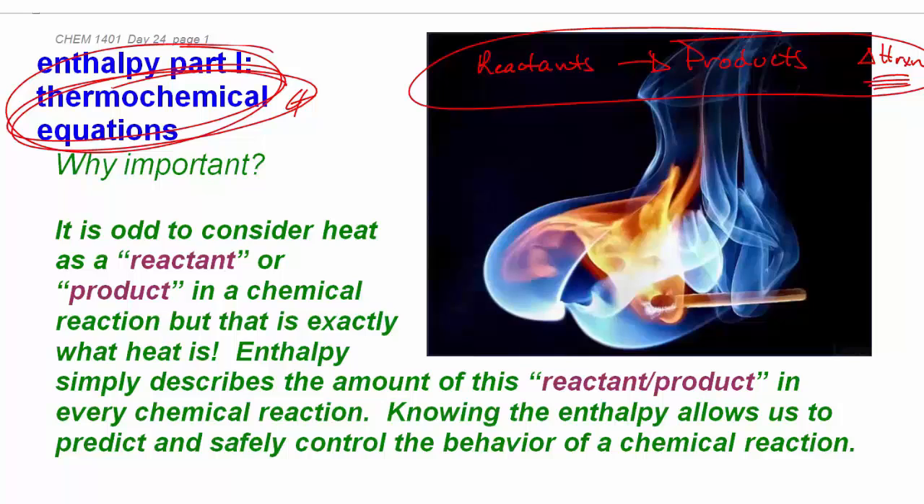I know it's odd to consider heat as a reactant or a product because we can't see it, but we can definitely see its effects. Knowing how to use thermochemical equations is going to allow us to make really good predictions on just how much a chemical reaction is going to heat up, how much heat it's going to produce, or how much heat it requires in order to react.